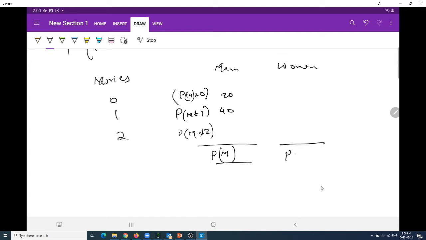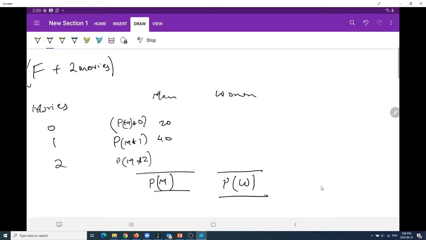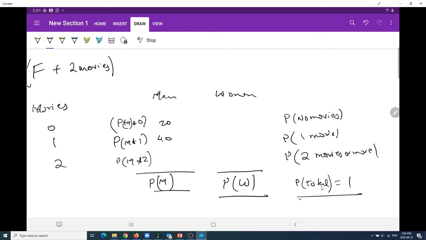This number over here is the overall probability that you selected a man. This is the overall probability that you selected a woman. This is the overall probability that you selected a person who has watched no movies. Overall probability of any random person having 1 movie. The overall probability of a person having watched 2 movies or more. So this is the overall probability, which should be equivalent to 1.